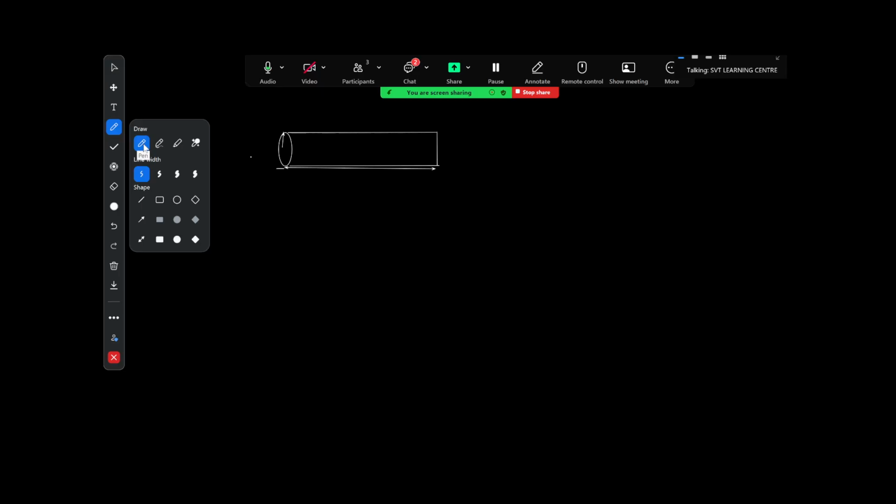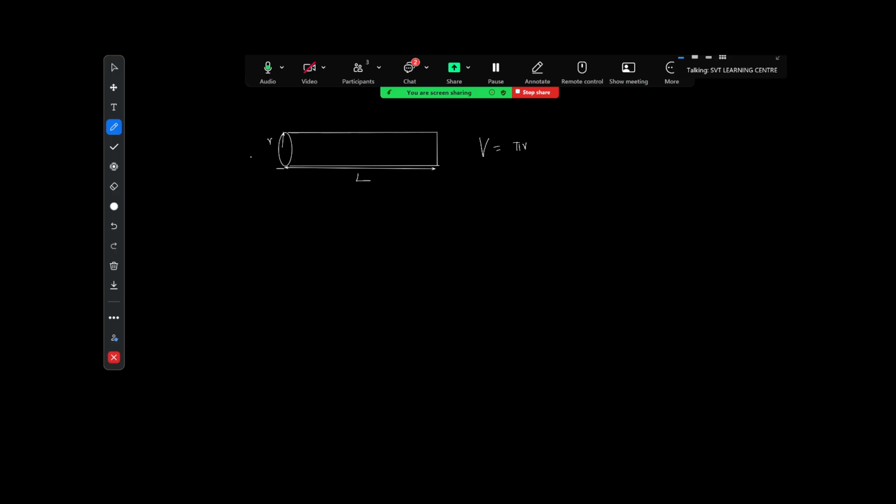So now we have the radius of the cylinder, small r, and the length of the cylinder, L. So we can talk about the volume of the wire as equal to area pi r square into L. The mass of the wire will be equal to the density of the wire into volume, which will turn out to be pi r square L into rho. The mass per unit length of the wire will be total mass divided by the length, which will be pi r square L rho divided by L. So it will turn out to be pi r square into rho.